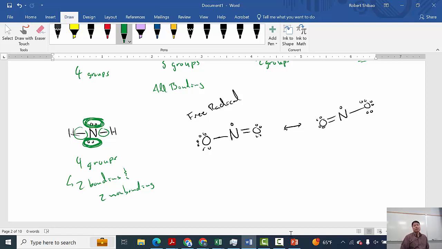All right, now what we do is, which atom are we going to look at? Just the nitrogen here. And how many groups do you count around nitrogen? 3. 3, yeah. Two bonding and 1 lone pair.